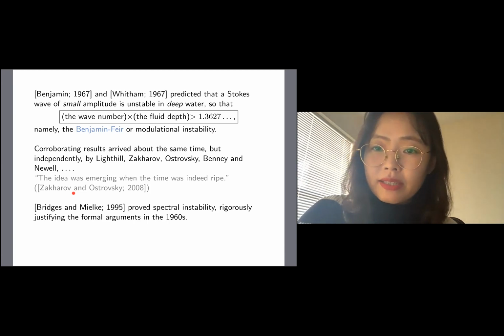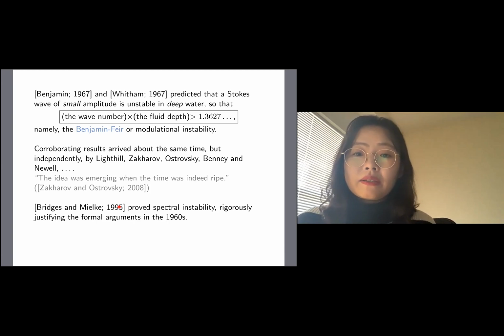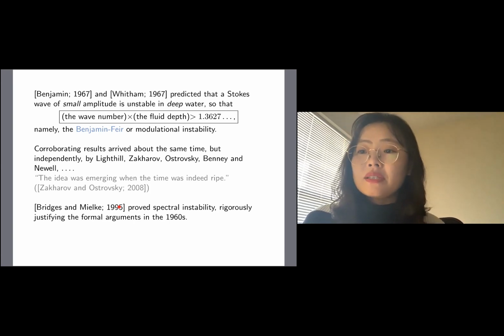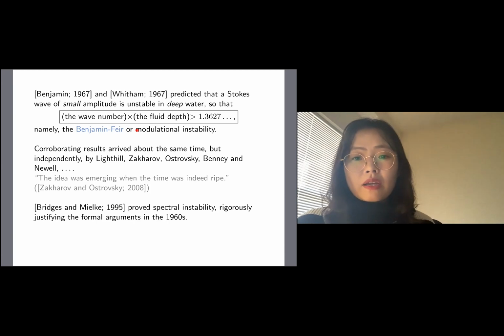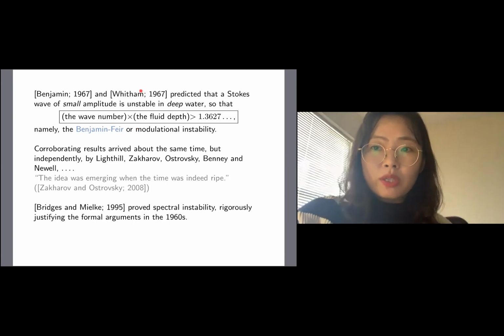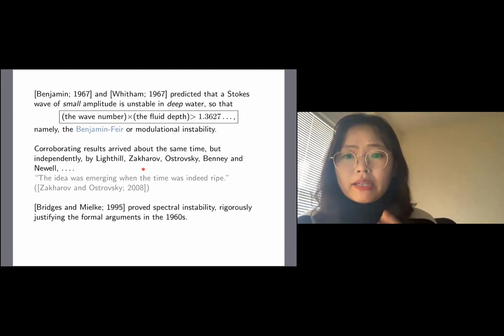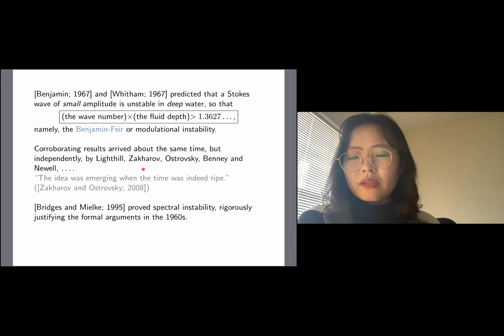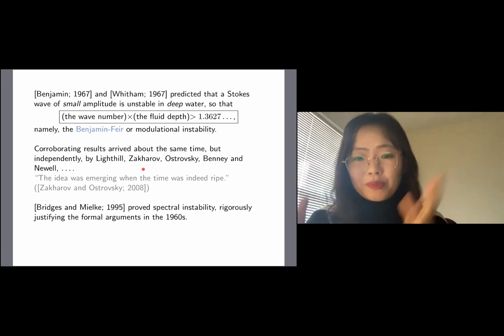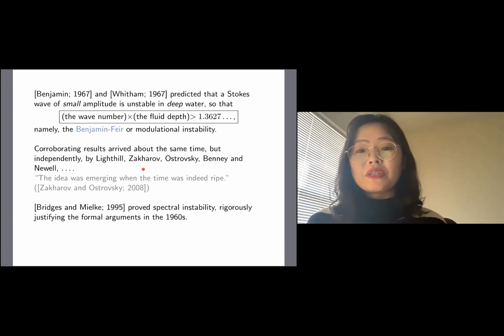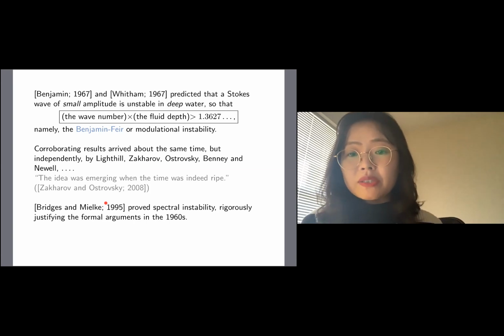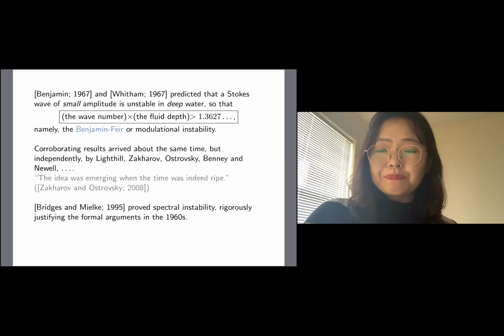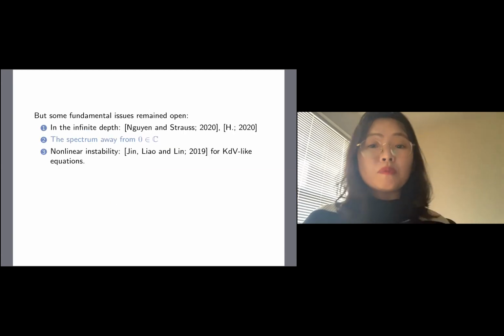Fast forward three decades, Bridges and Mielke, in their 1995 paper, proved the spectral instability for a Stokes wave when it is subject to this instability condition in this box. And I have to say that the original arguments of Benjamin-Feir and all these people, while they correctly predict the physical phenomenon, it seems very difficult, if not impossible, to take these arguments as they are and put them in a functional analytic setting for a proof. And the spectral analysis of Bridges and Mielke here is a way to justify rigorously these former arguments in the 60s. But there are some important open problems.